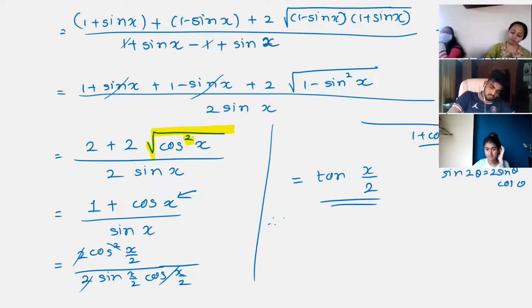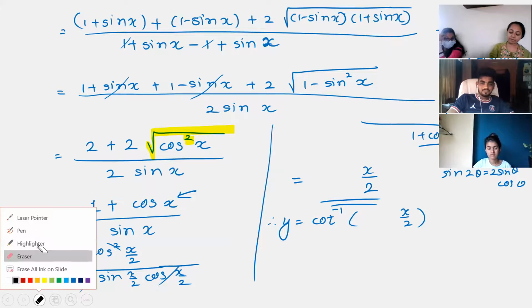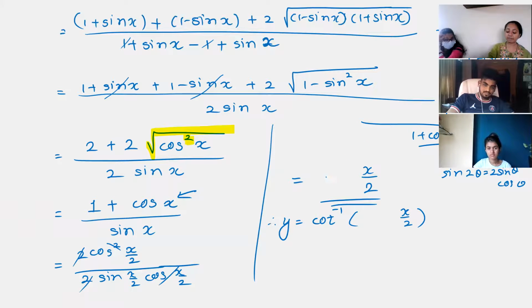And that is how your y turns to cot inverse of, we have turned this angle part only, so it is tan x by 2. Is it tan or cot? No one is saying, everyone is sleeping. It is cos by sin, that means it is cot x by 2. Cot and cot inverse cancel, we use it directly.